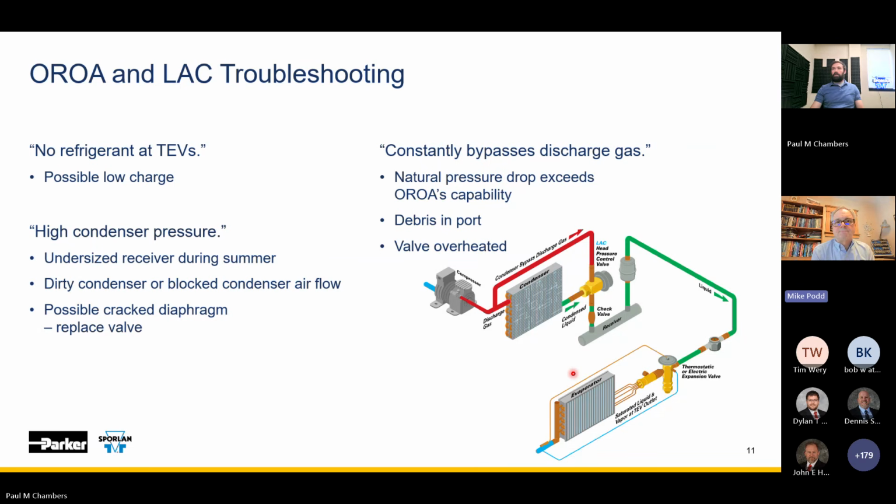Okay. And then on here we have some other general troubleshooting that would cover both the ORO and the LAC valve, the line valve. I put this diagram down here because I find it helpful if I'm looking at a problem, and I'll do this if I'm working on a system, I'll draw a sketch on the back of my notebook or something like that, so that I can actually visualize what's happening. So if we say there's no refrigerant at the expansion device, where obviously it's on the screen, low charge.